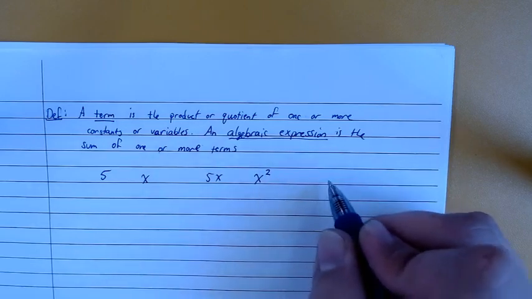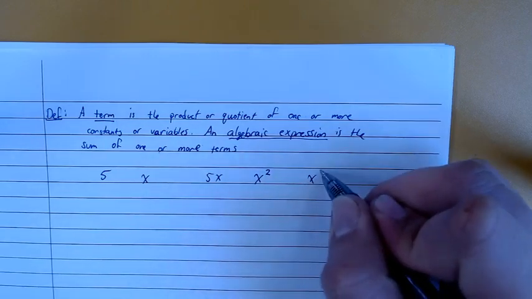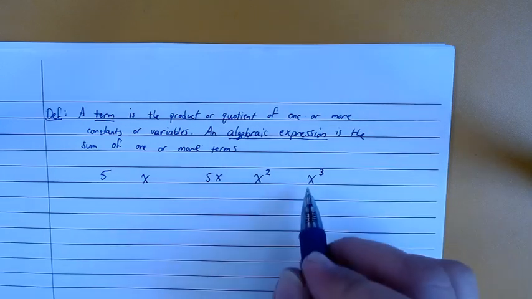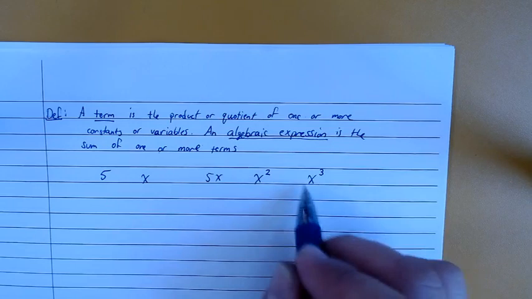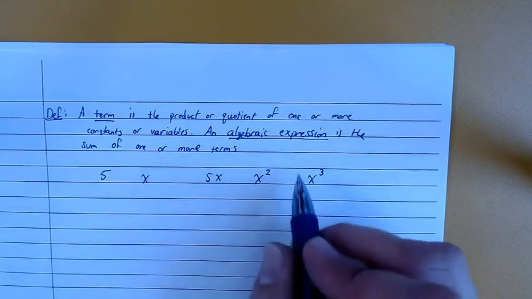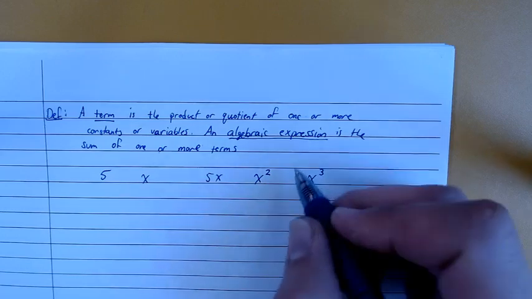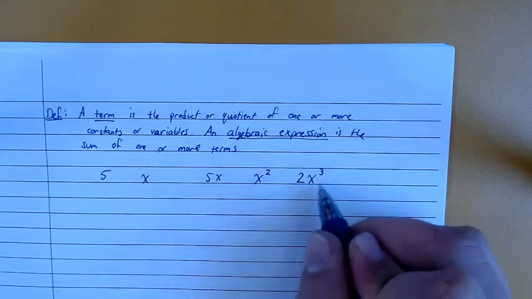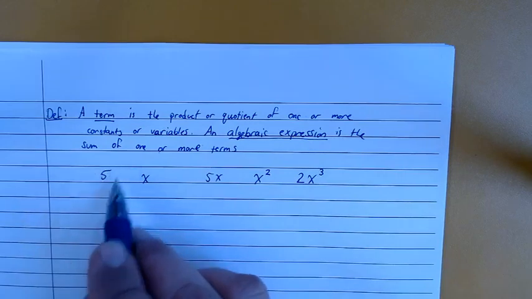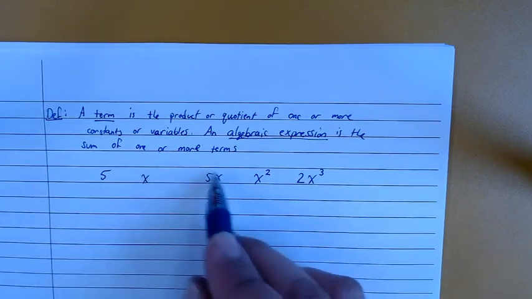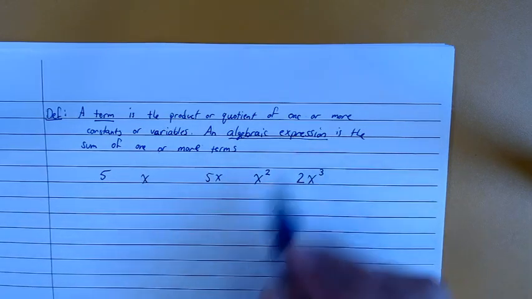X times x times x, well, same thing. You would write as x to the 3rd. Generally, we don't write multiplication of variables as multiplication. We write it as a power. And if you were to take these 3 x's that were multiplied together and multiply them by, say, the number 2, well, that would also be a term. So here we have 1 term, 2 terms, 3 terms, 4 terms, and 5 terms.